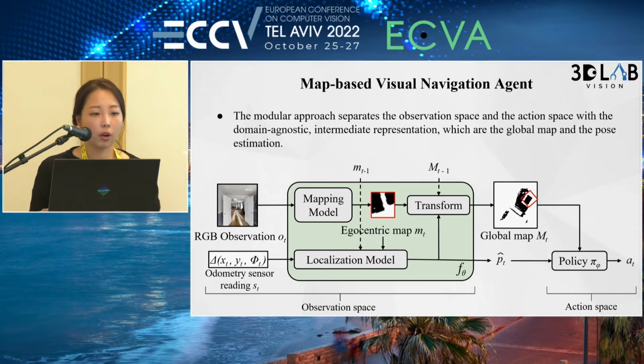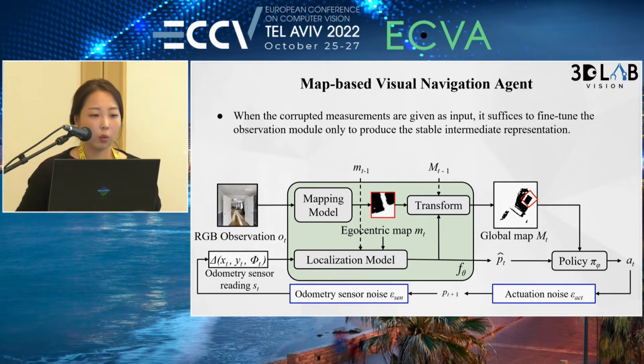We build our domain adaptation method on a map-based visual navigation agent. We are employing the modular approach because the modular approach separates the observation space and the action space. As you can see, the observation space transfers the RGB observation and the odometry sensor readings to global maps and pose estimation, which are the domain agnostic intermediate representation. And in action space, given the global map and the pose estimation, the subsequent policy module then deduces the action for the embodied agent.